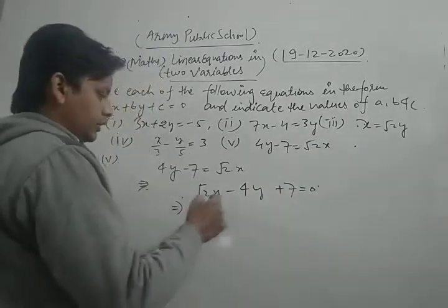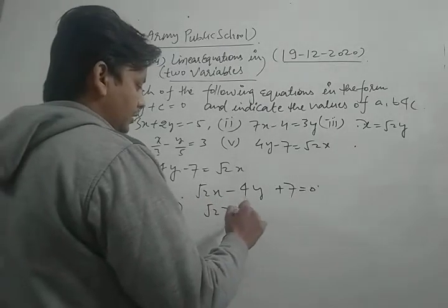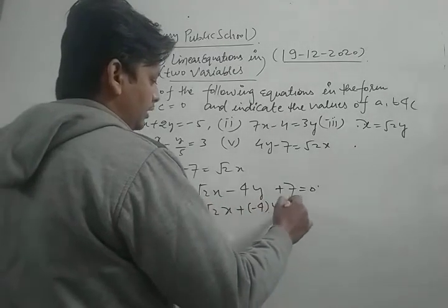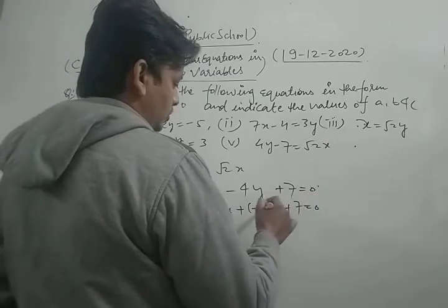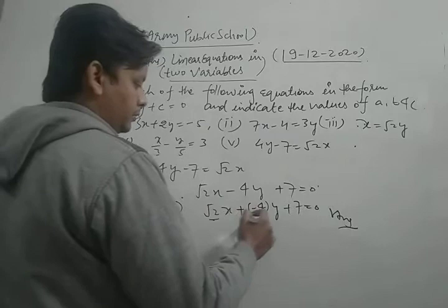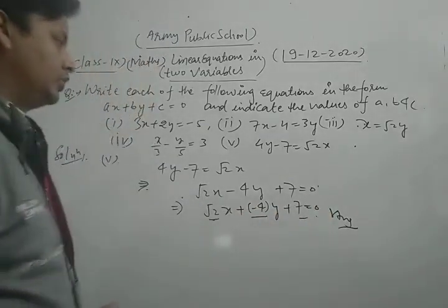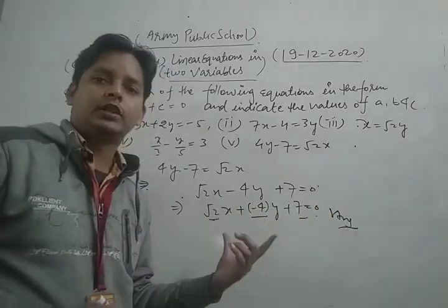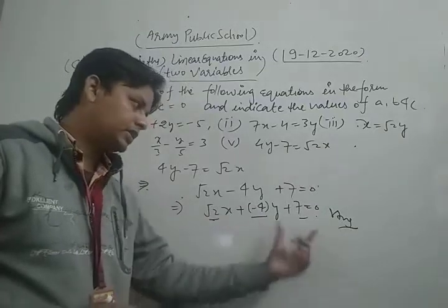We can write this equation in the form of under root 2x, we can write plus minus 4y plus 7 is equal to 0. This is the required equation of the form ax plus by plus c is equal to 0. Okay, this is the original form of the equation as ax plus by plus c is equal to 0.